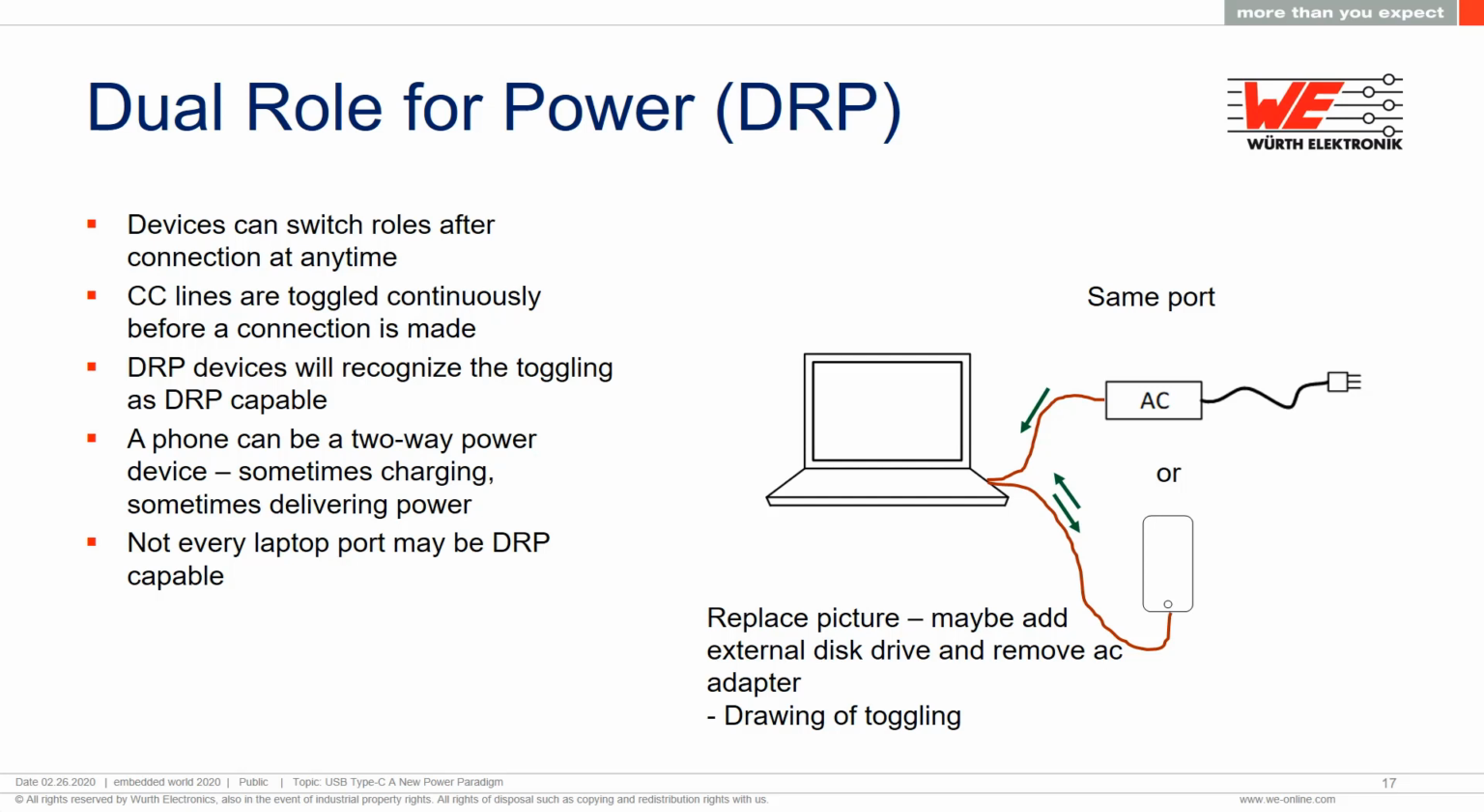Two devices with dual role for power capability can swap roles at any time. Laptop battery low, power it from your cell phone long enough to save your work. Understand that not every port will support this because it's a special feature. To advertise this feature, the port continually toggles the two CC pins high and low. This has no effect on the previous modes because the voltage is only checked during the high toggle. When similar capable devices are connected, they recognize the pattern.